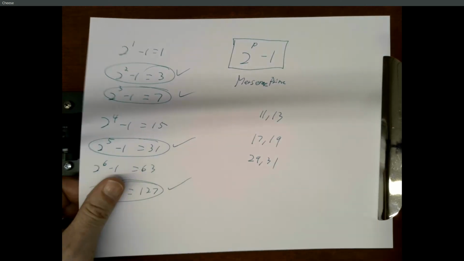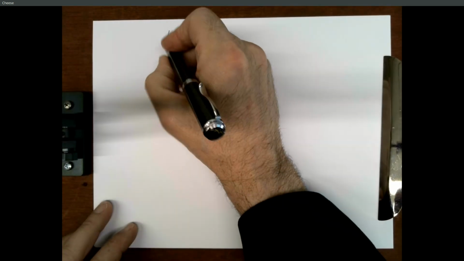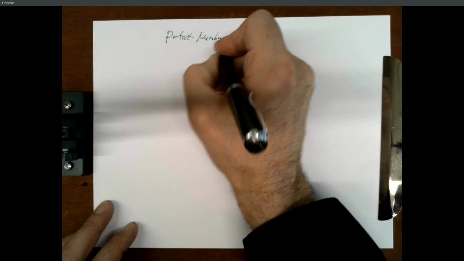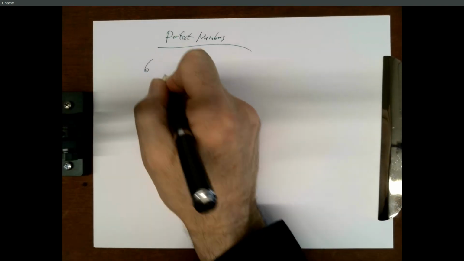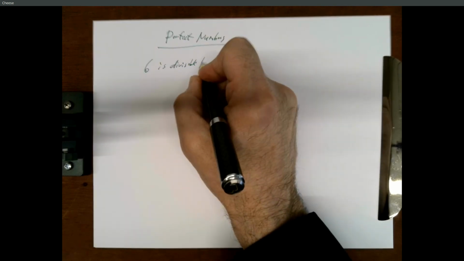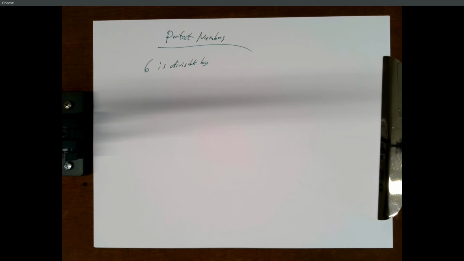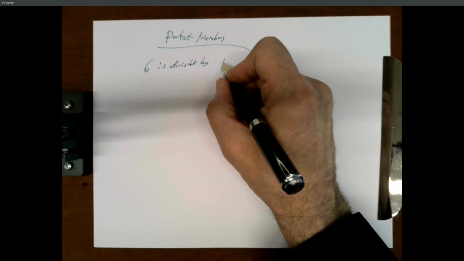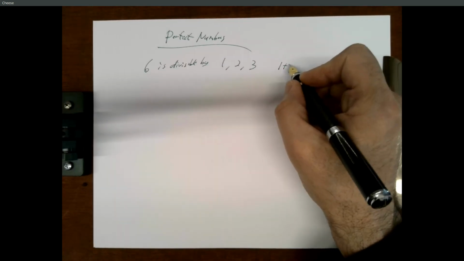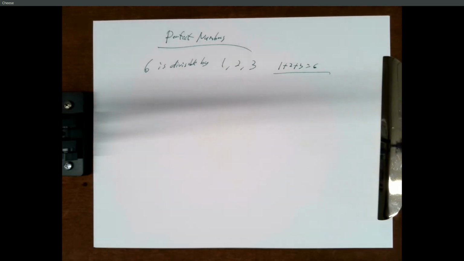All right, the other thing I'll mention along with primes is perfect numbers. So take a number, write down all of its factors except itself. So 6 is divisible by 1, 2, and 3. And if you add those factors together, you get 6.